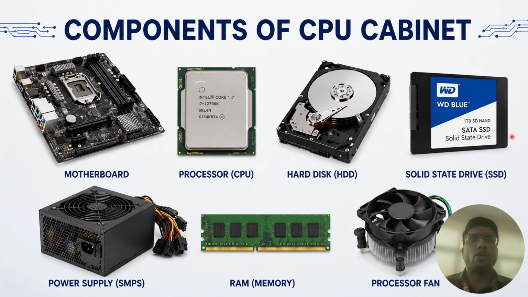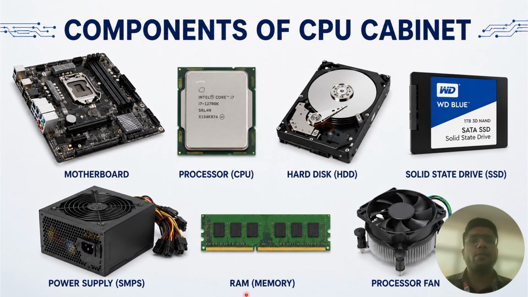Next is SSD, or we can say solid state drive. Its purpose in the computer is the same as hard disk, but the only difference is it's faster than hard disk. Hard disk is older technology whereas SSD is a new technology for storing data. Next device is power supply or SMPS. SMPS stands for switch mode power supply. SMPS supplies electricity to all computer components. Without power supply, computer cannot work.